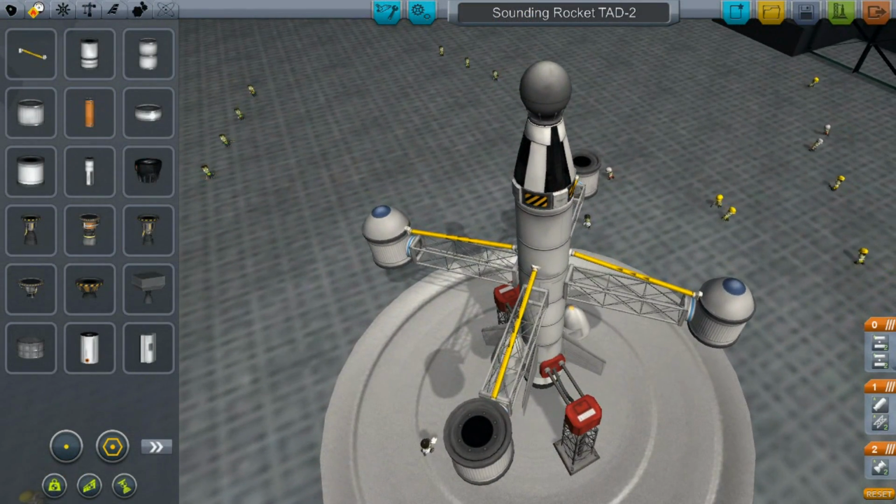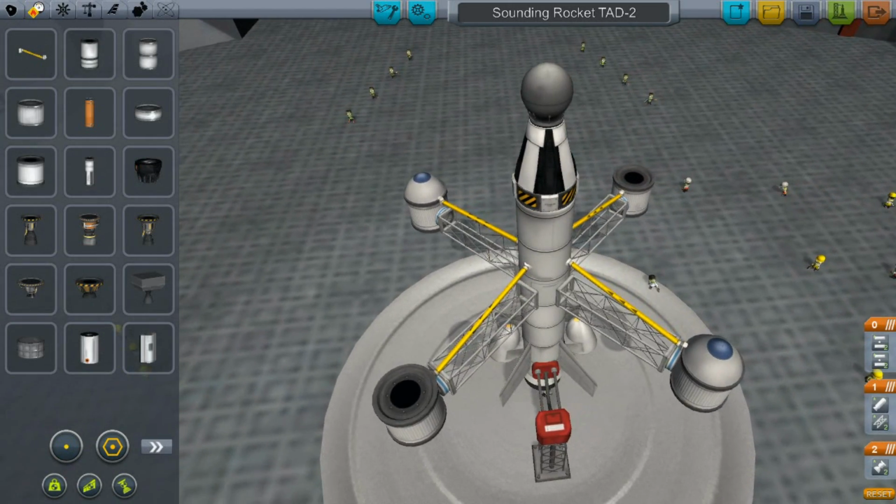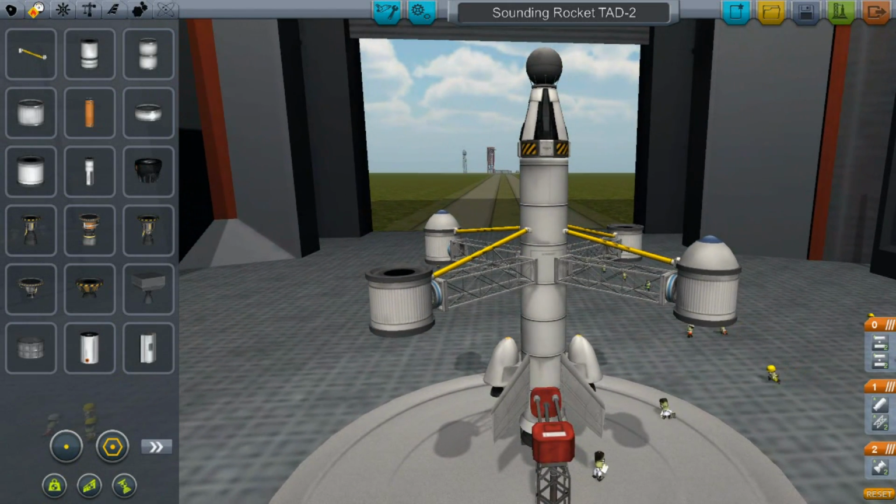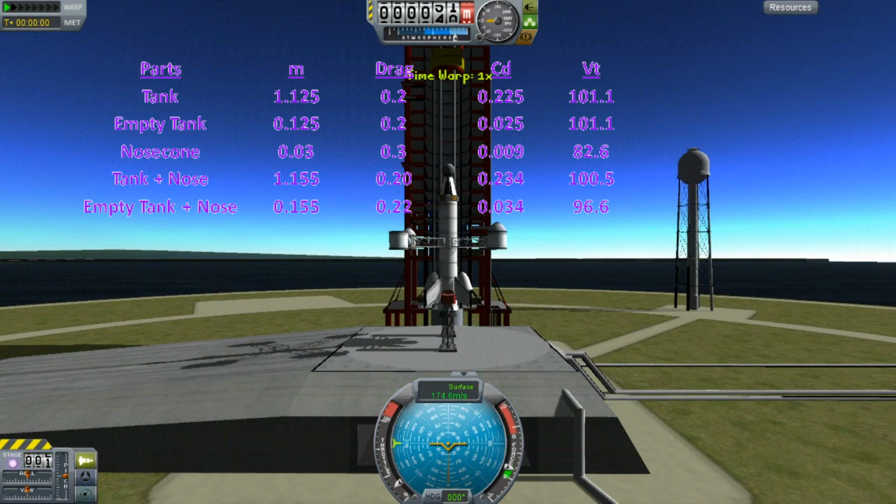So for the next sounding rocket, TAD2, we're going to take a look at some nosecones. Some people keep asking if nosecones do anything, and for now they mostly just add mass. But these particular nosecones actually have a higher drag coefficient than the regular fuel tanks. So in this particular case, they actually end up slowing the fuel tanks down.